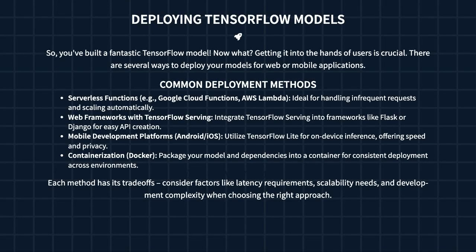Okay, so you've trained your model and it's doing great. But a model by itself isn't very useful. The next big step is getting it out there, deploying it to an application that people can actually use. There are several ways to do this. One popular option is using serverless functions like Google Cloud Functions or AWS Lambda, which are perfect for handling occasional requests and automatically scaling up as needed.